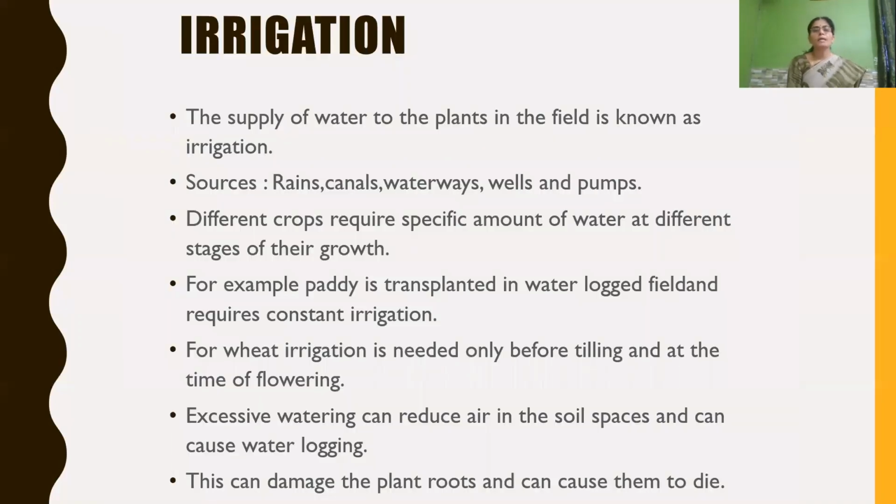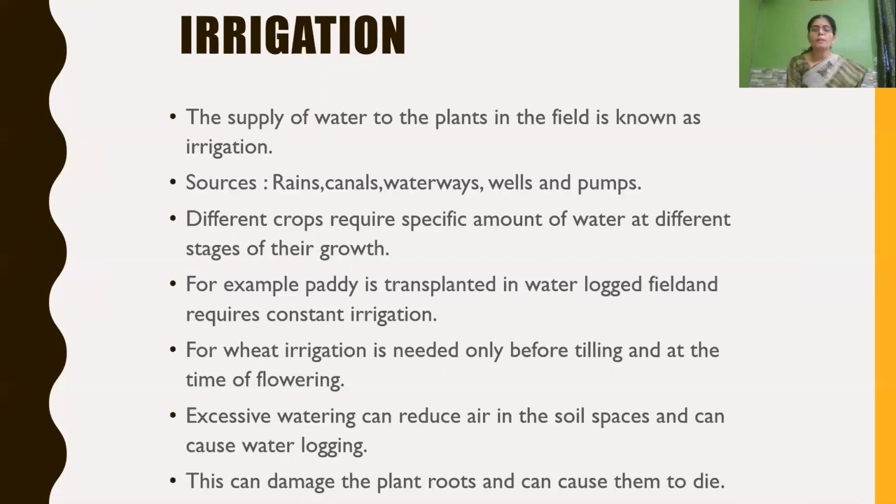And the next step is irrigation. What is irrigation? The supply of water to the plant is known as irrigation. Now, the sources of irrigation: from where do we get water? From rains, canals, waterways, wells, pumps, etc. And this irrigation is very, very important because different crops require a specific amount of water at different stages of their growth. So plants are to be irrigated according to the type of crop.